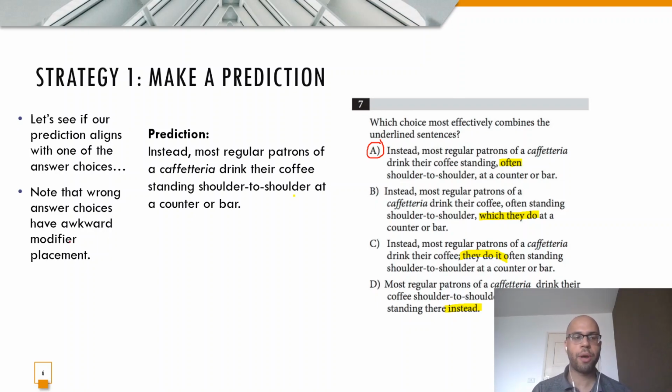Yeah, and then the other point that I wanted to make here, guys, is be careful about where modifier phrases are being placed. Like "-ing" phrases, for instance, like here, "often standing shoulder to shoulder," seems like it's describing coffee, right? This is a modifier placement issue. So be careful about stuff like that.